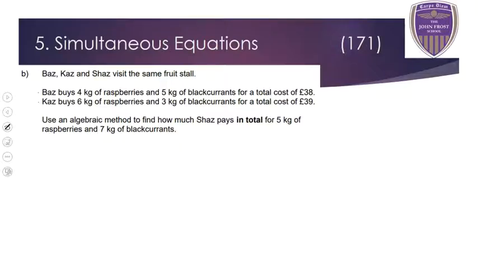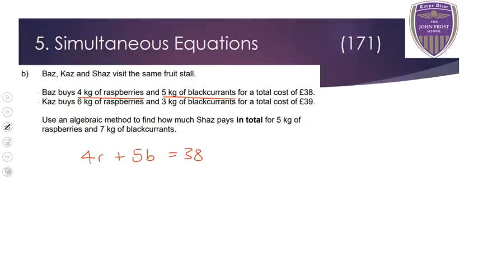All right, so Baz buys 4 kilograms of raspberries and 5 kilograms of black currants for a total cost of £38. So 4 kilograms of raspberries, all right, we'll call that 4R. 5 kilograms of black currant is 5B. Okay, and the total cost of £38 just means it equals 38. So you just got to form the equations yourself first and then solve them afterwards.